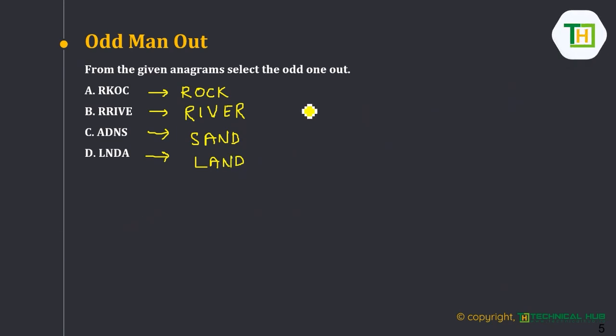If you observe these 4 words now, except river, all the remaining 3 are solids. Only the river is in liquid form. Okay, so the river is the odd man out. So this is the actual logic. But fortunately, if you answer that the remaining 3 are 4 letters and RRIVE is a 5-letter word, you can even say that river is the answer. That means option B. Okay.